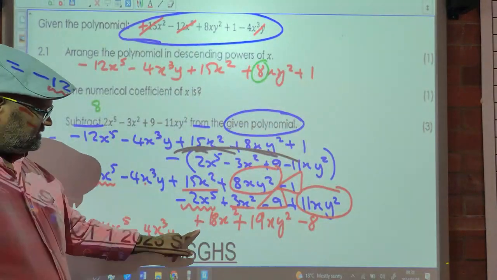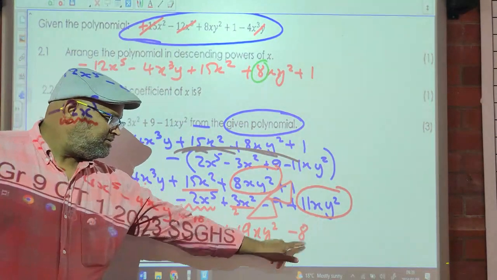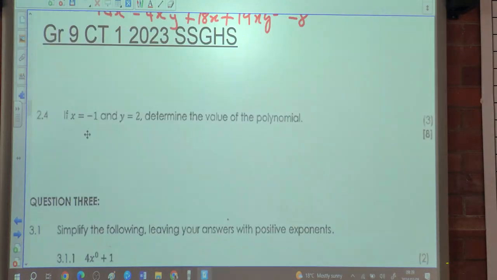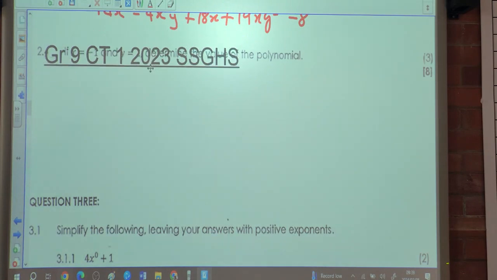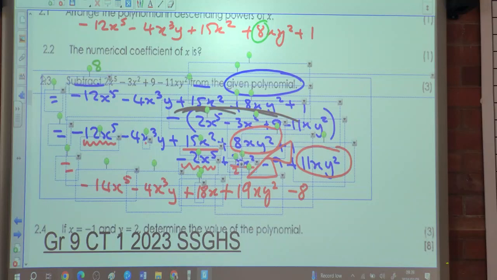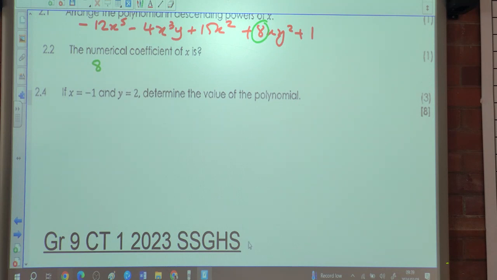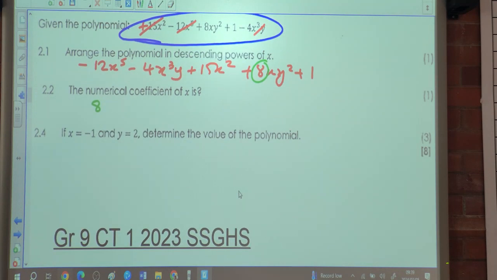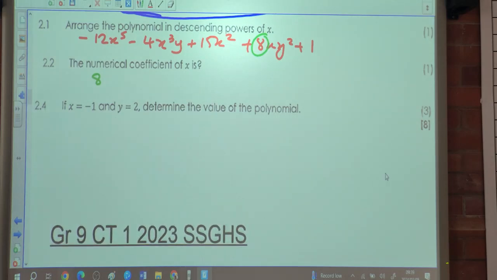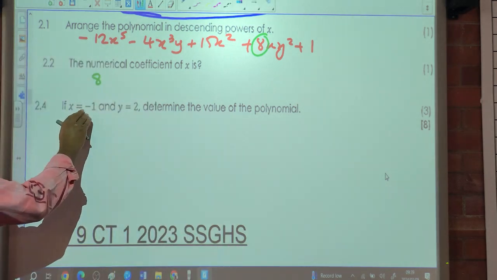Okay. So any confusion there? Okay. Number 4 says, okay, so what I'm going to do is I'm going to delete this here. I can keep the original polynomial in focus. So here we are told that we're going to use this one. Now we are told if x is equal to negative 1 and y is equal to 2, determine the value of the polynomial. So wherever I see x, I put a negative 1.